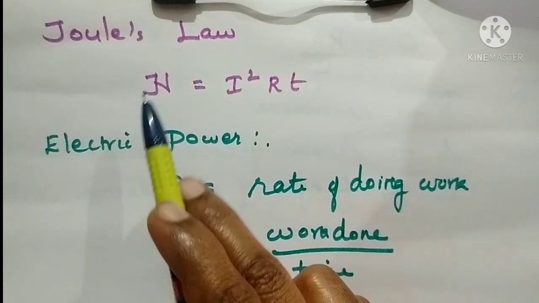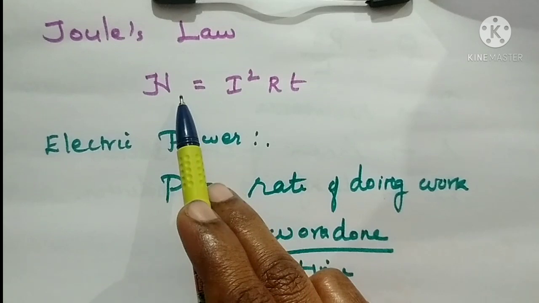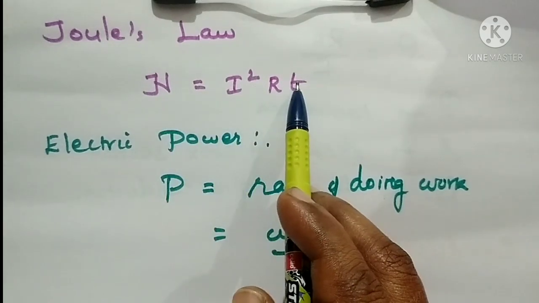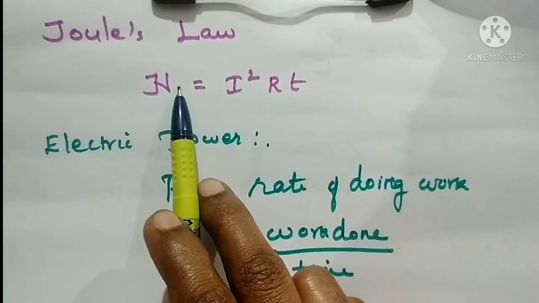Next one, Joule's law. What's the formula for Joule's law? H is equal to I square R T. Here H represents the amount of heat.